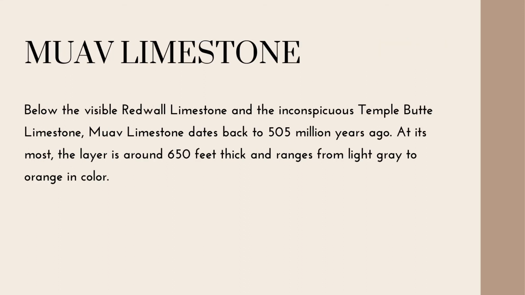Muav Limestone. Below the visible Redwall Limestone and the inconspicuous Temple Butte Limestone, the Muav Limestone dates back to 505 million years ago. At most, this layer is around 605 feet thick and is generally light gray and/or orange in color.